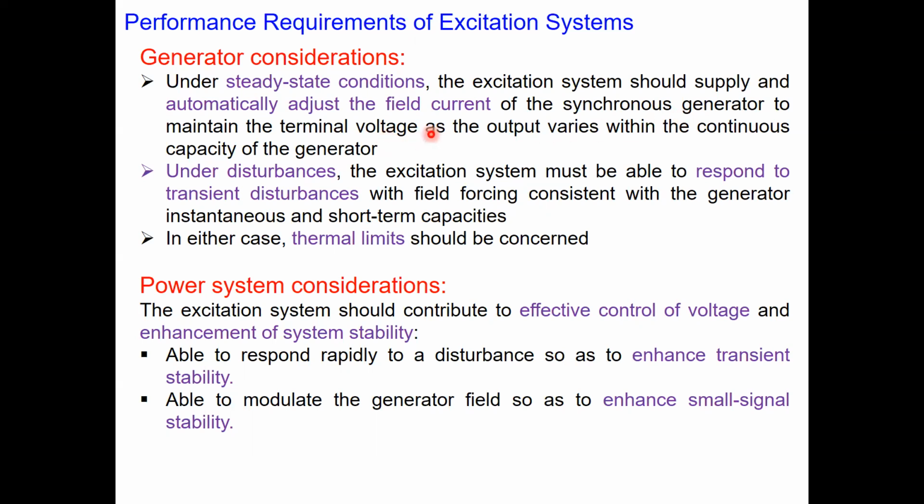So when you have a load change, it will change the generator terminal voltage, and that has to be sensed. The generator terminal voltage error is fed back to the controller, and then the controller in the excitation system should automatically adjust the field current of the synchronous generator.